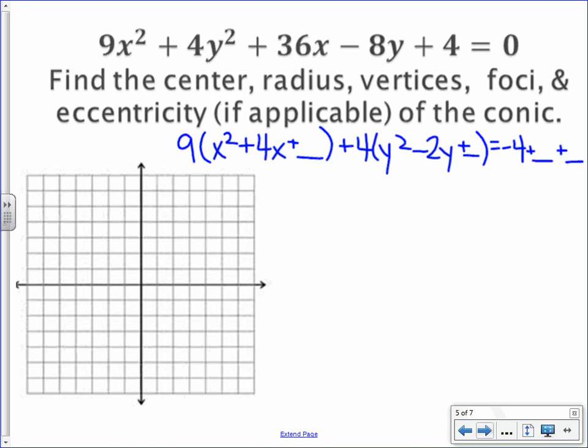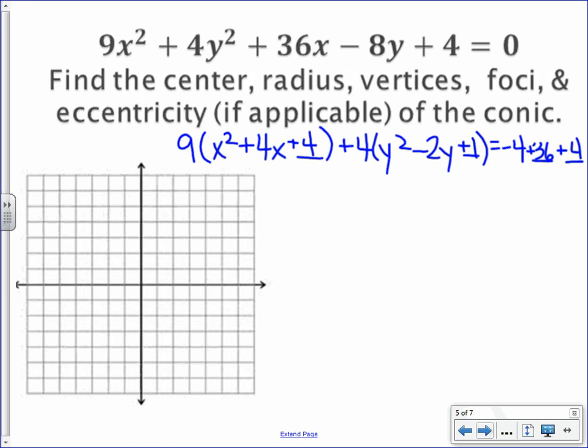And then we'll have to add in our mystery numbers on the right side. Okay. What number completes the square here? 4. What number are we really adding though? We're really adding 36, so we're going to add 36 to the right side. What number completes the square here? 1, but what are we really adding? 4, so we're going to add 4 to the right side.